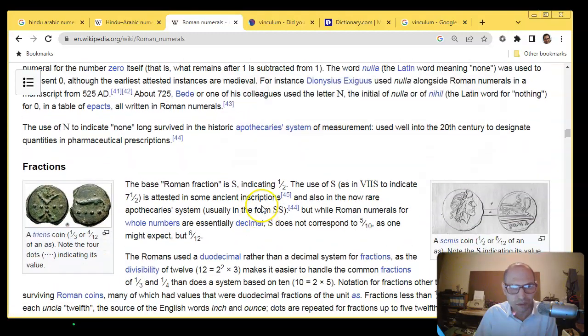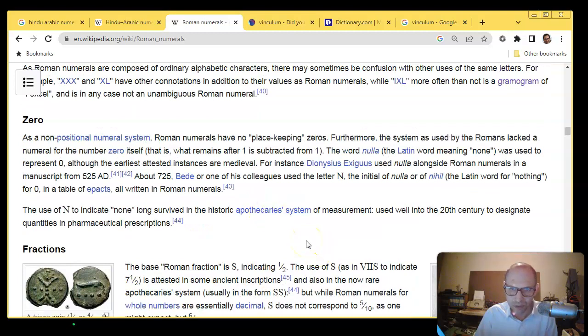And then there is the zero, which is interesting in this discussion, essentially as a non-positional number system. So, of course, the Roman system is a non-positional number system. Roman numerals have no placekeeping zeros, right? So the placekeeping zero doesn't have any sort of application. Furthermore, the system as used by the Romans lacked a numeral for the number zero itself.